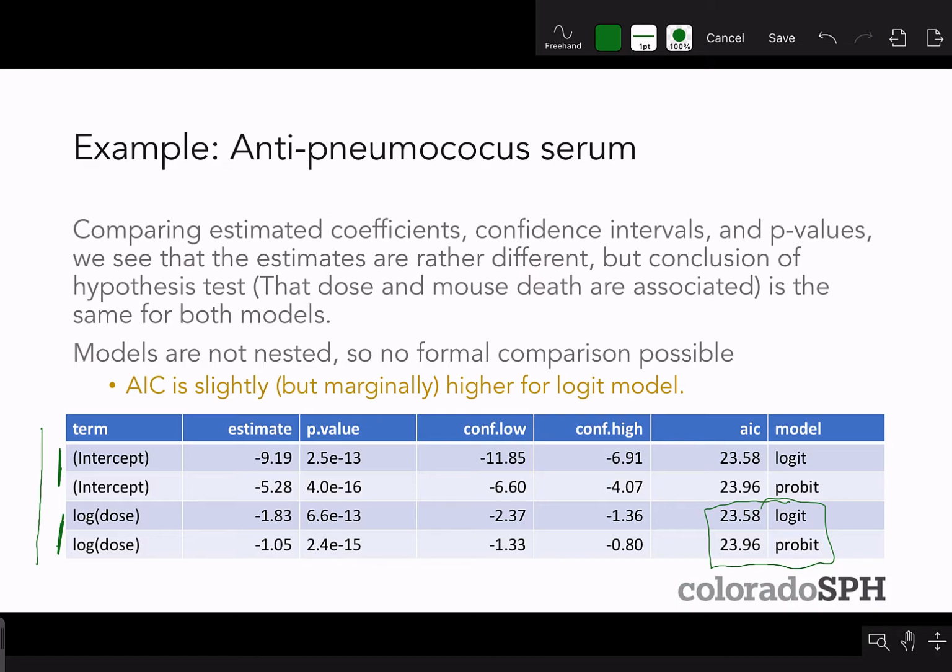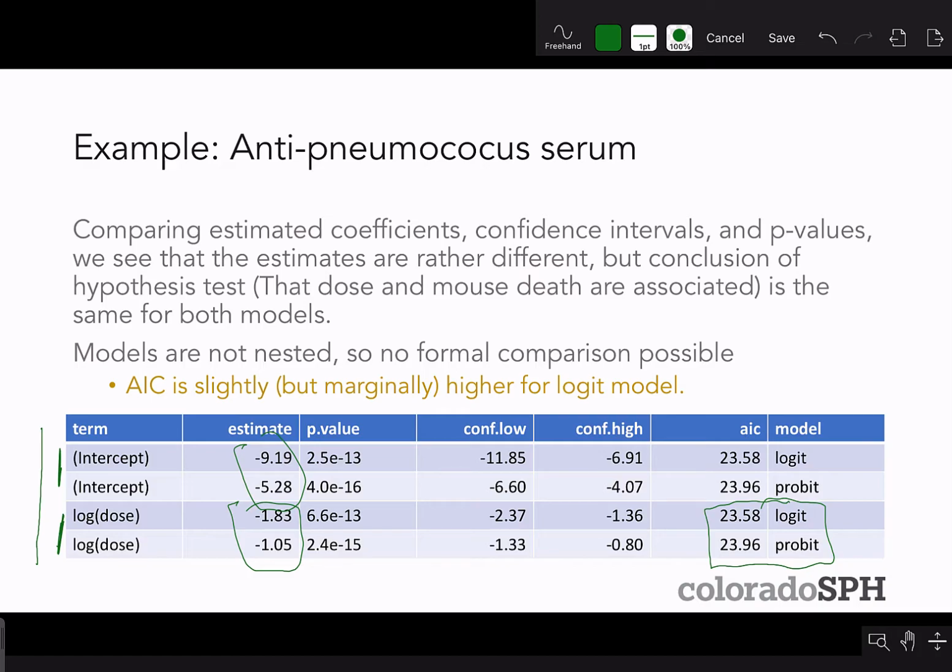So the estimates are rather different. You can see that is the case for both the intercept and for the coefficients, but that's not unexpected because we're using a different link function, so the coefficient values really aren't necessarily going to mean the same thing.